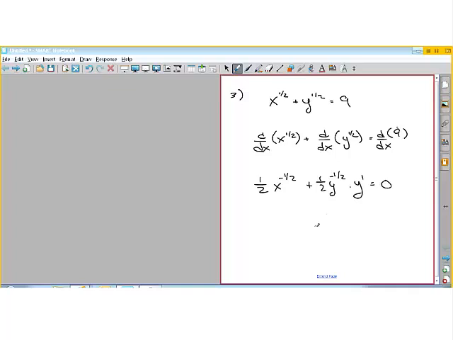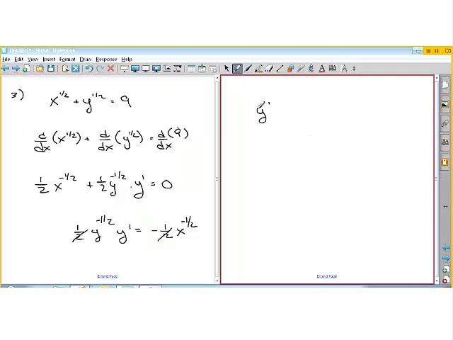Okay, so we take 1/2 y to the minus 1/2 times y prime is equal to negative 1/2 x to the minus 1/2 power. So I've moved everything that doesn't involve y prime to the right-hand side. It just means changing the sign. You can see the halves cancel out.